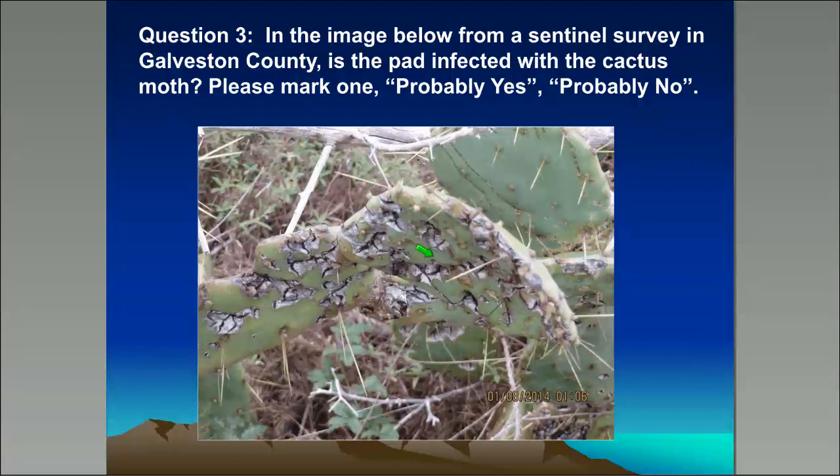So in our question three, take a very close look at this prickly pear pad. And this is our question number three, Pete. And we want you to mark, if you were doing a sentinel survey, would you say that this pad is probably, yes, infected with the Cactoblastis cactorum, or probably no? So if you'll answer this question for us, based on what we just learned through time and testing and looking with the sentinel survey, what would you think about this pad if you saw it?